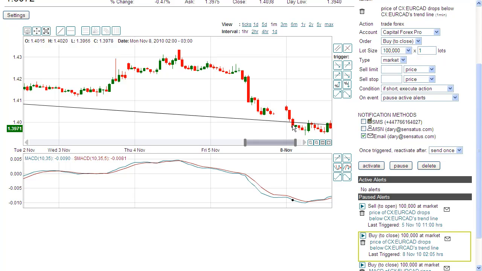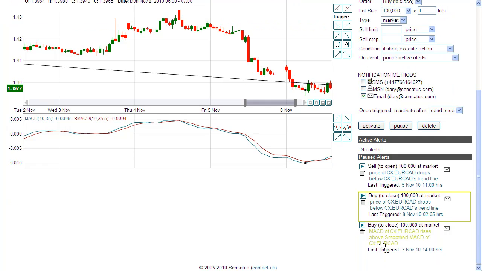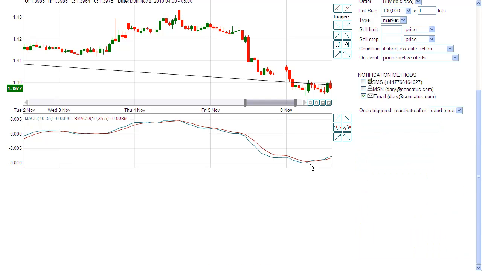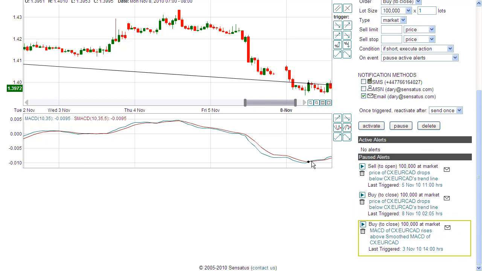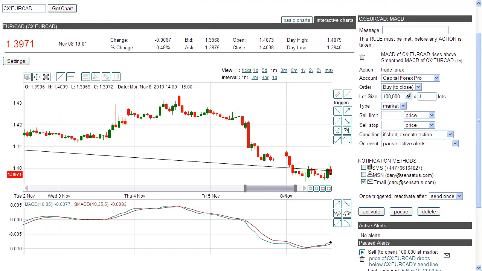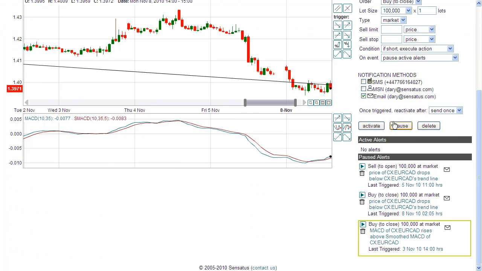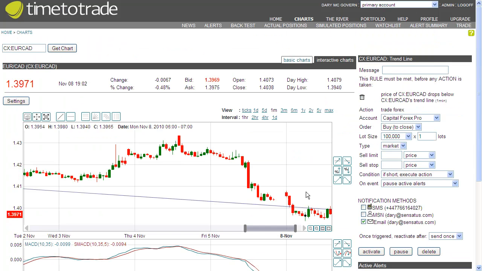Okay, on Monday morning. The second rule, which didn't execute, was if we were in a short position and there was a positive MACD crossover, which happened after the price broke through the trend line, the rule was set up to close the position. So that one didn't execute. What did execute was the trend line alert.